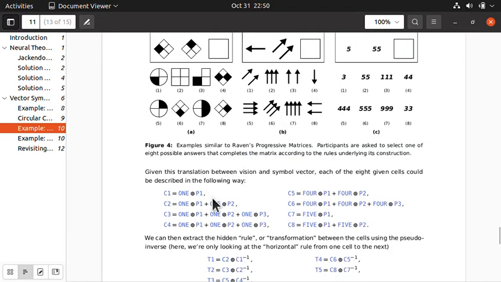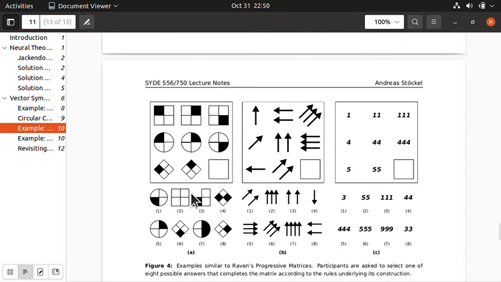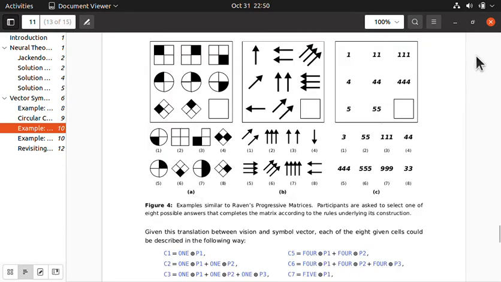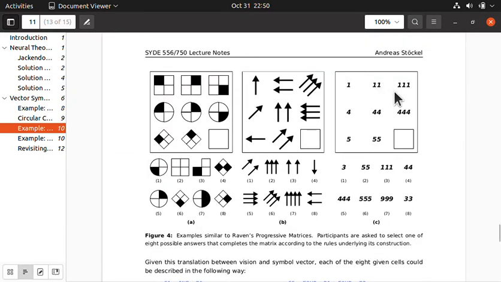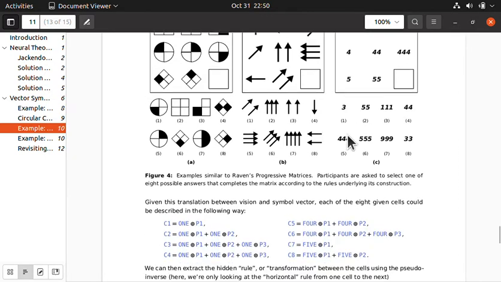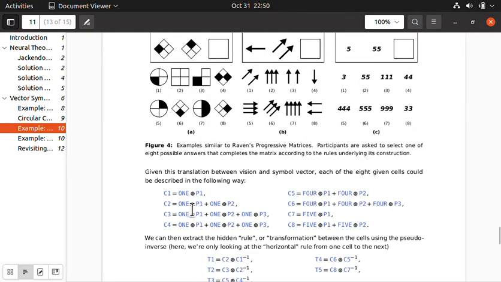So first of all, I need a representation of each of those individual components. So I need a representation of this square, and this square, and this square. How are we going to do that? Well, we're going to have a vector that means each of these numbers. I have a vector that means 1, I have a vector that means 4, I have a vector that means 5.